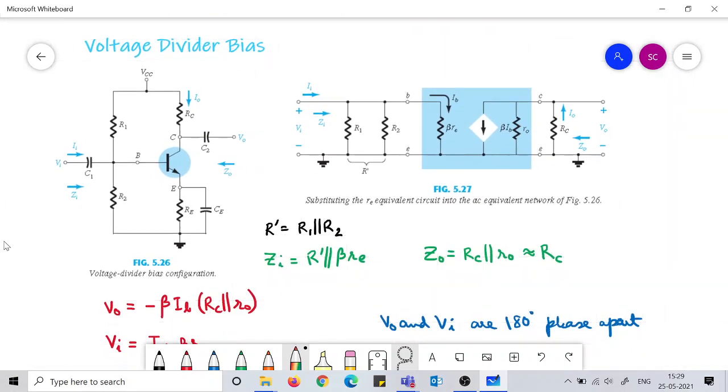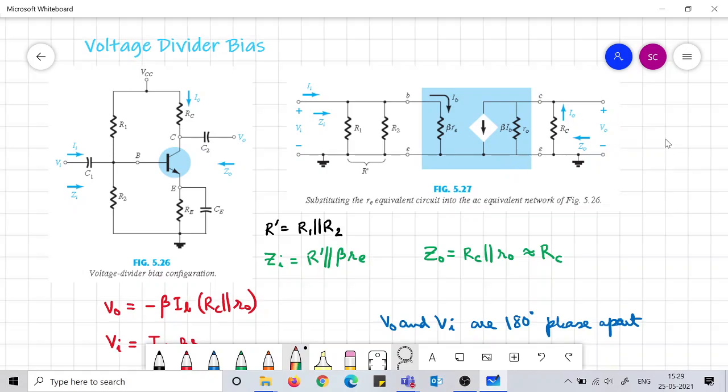The next configuration is the voltage divider bias. This is also a common emitter configuration. This is voltage divider bias, so the biasing has been done in this manner, and when we do the AC equivalent circuit, now in this AC equivalent circuit directly the RE equivalent model has been placed. So it has not been drawn in two stages, it has been drawn in a single stage, and you are also advised to start practicing drawing the AC equivalent circuit in a single stage along with the RE equivalent model.